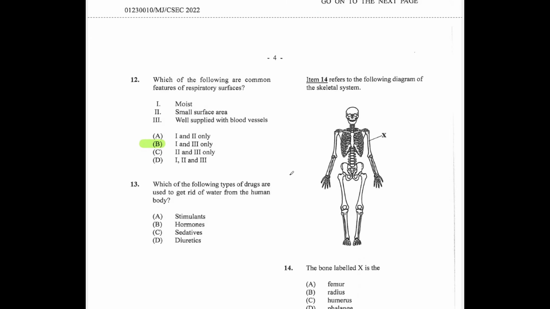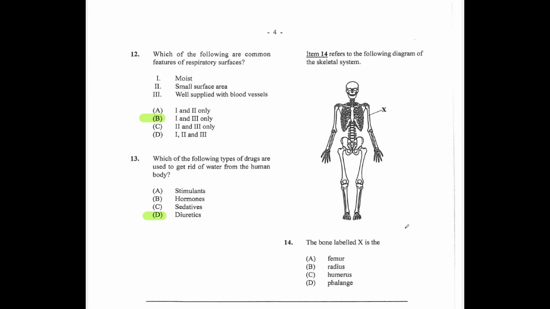Question 13, which of the following types of drugs are used to get rid of water from the human body? Stimulants, hormones, sedatives, diuretics. Item 14 refers to the following diagram of the skeletal system. The bone labeled X is the humerus. It's in the upper arm.